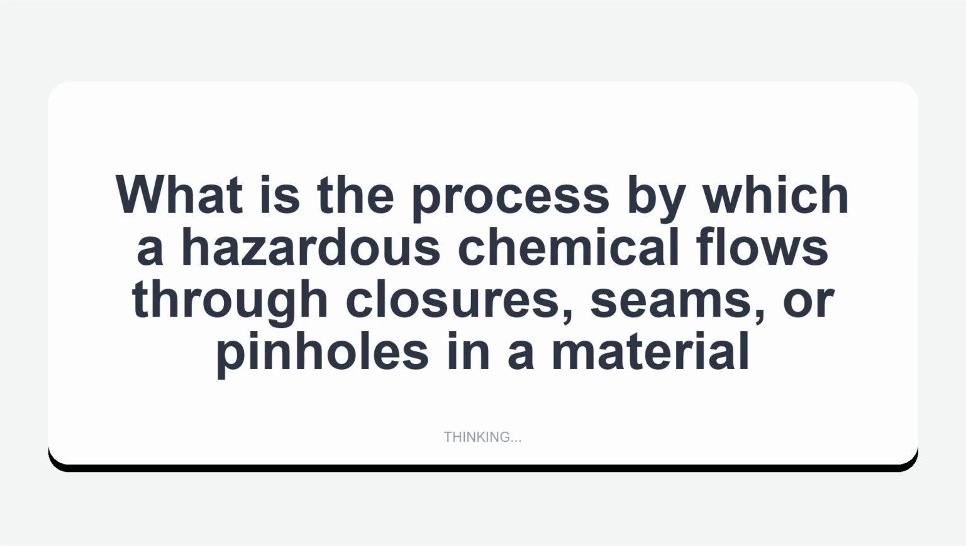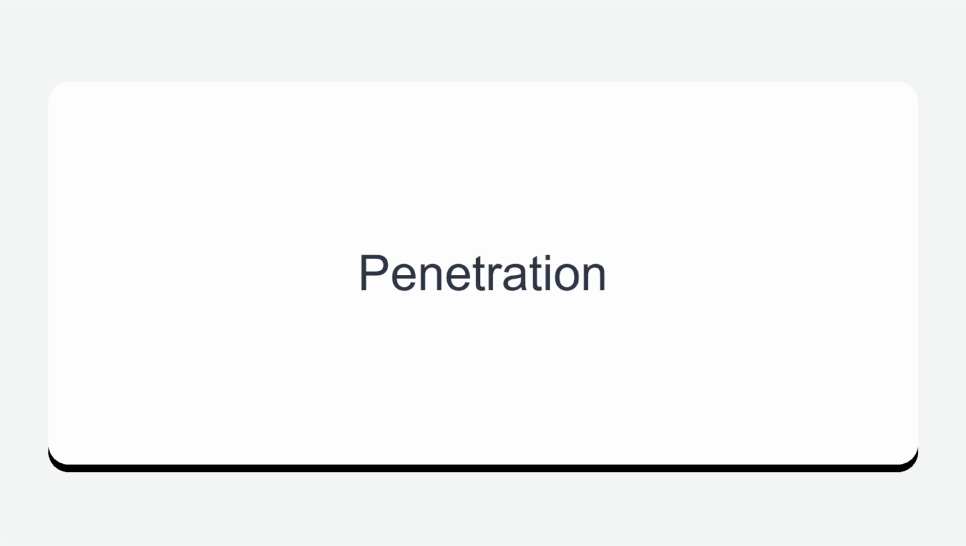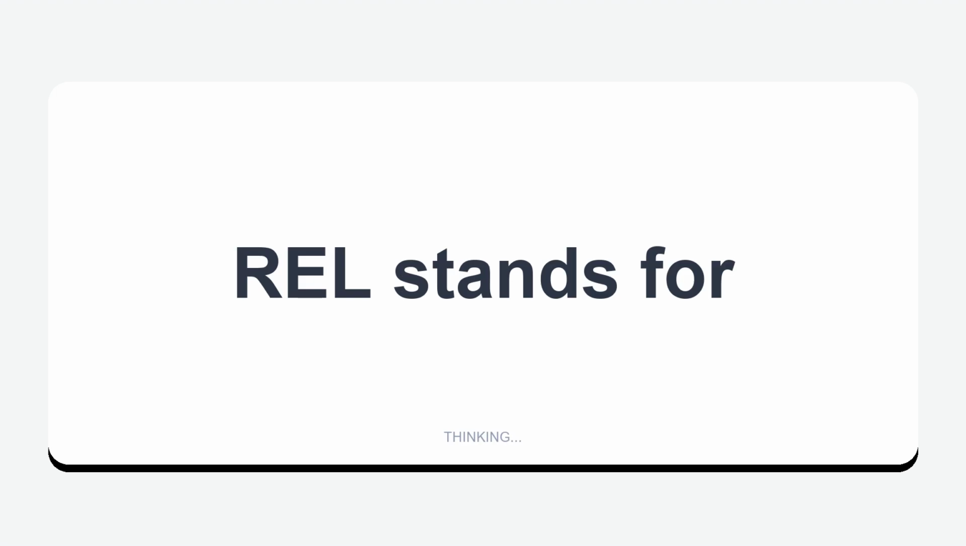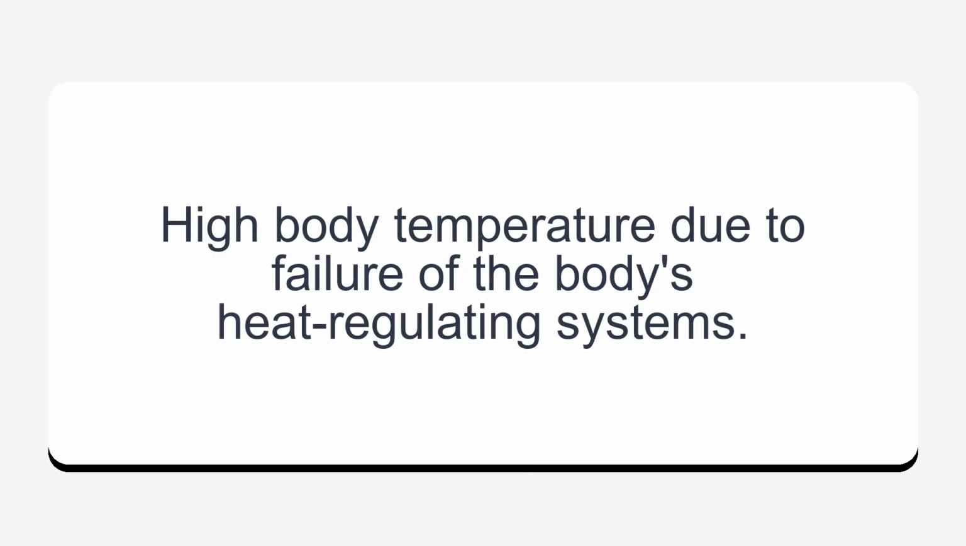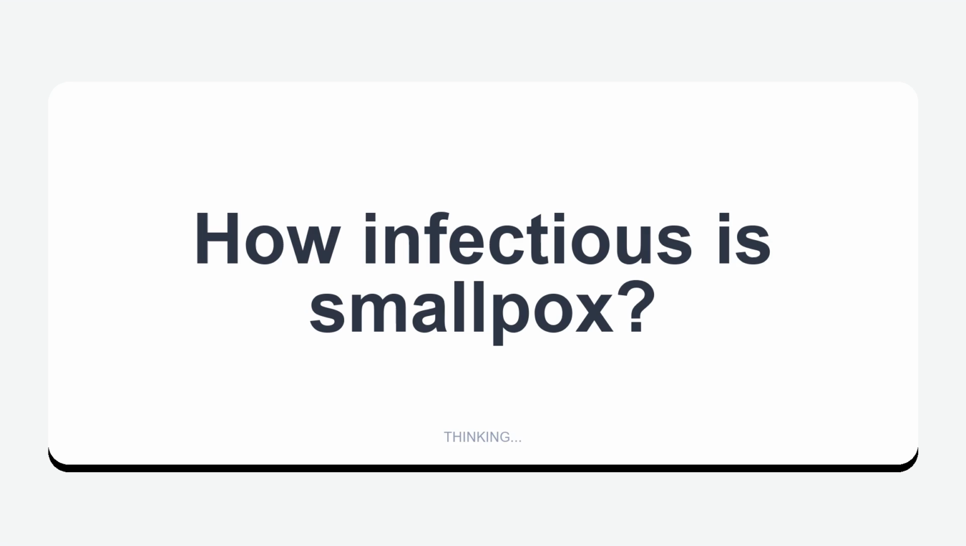What is the process by which a hazardous chemical flows through closures, seams, or pinholes in a material? Penetration. REL stands for Relative Exposure Limit. What is heat stroke? High body temperature due to failure of the body's heat regulating systems. How infectious is smallpox? It is highly infectious.